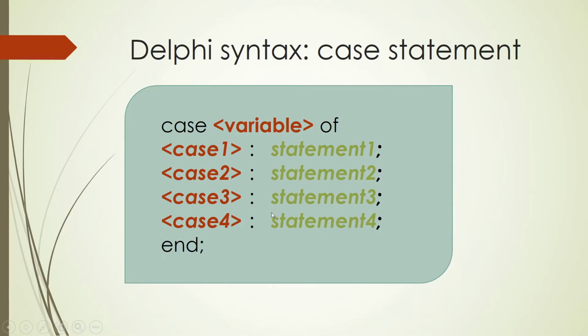Let's look at the syntax for the case statement. It always starts with the keyword case, followed by a variable to be tested, followed by the of keyword. The variable to be tested must be of an ordinal data type. It must either be integer, char, or boolean. It cannot be of data type double. That means the variable to be tested cannot be a decimal value.